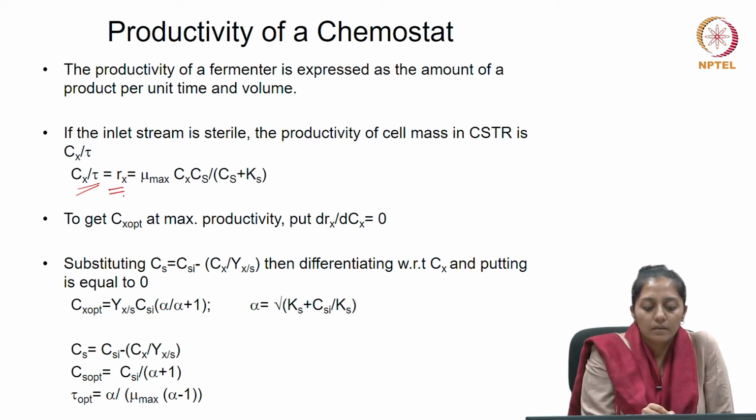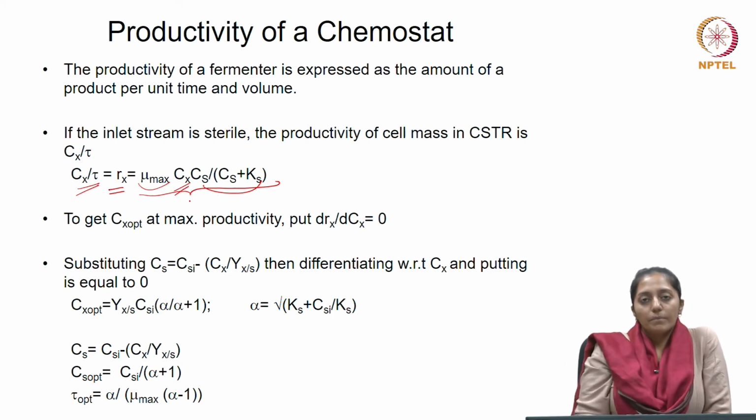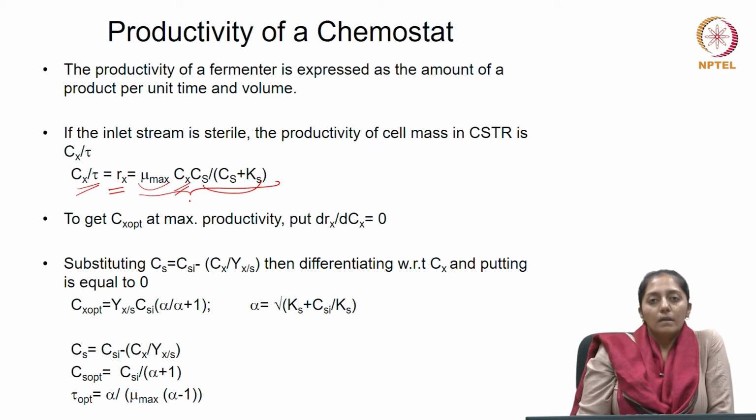Then again, Rx has been expanded in the form of Monod's model. So, Rx is mu X, and mu has been substituted in terms of the Monod's model terms, and X here is being represented as Cx. Now, suppose we want to find what will be the optimum biomass concentration to achieve maximum productivity.